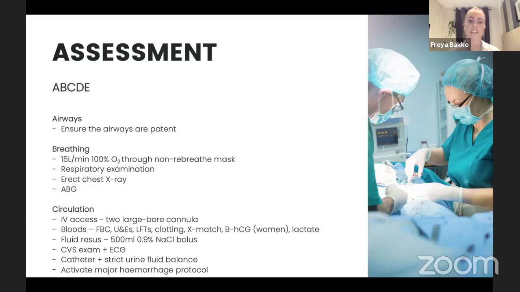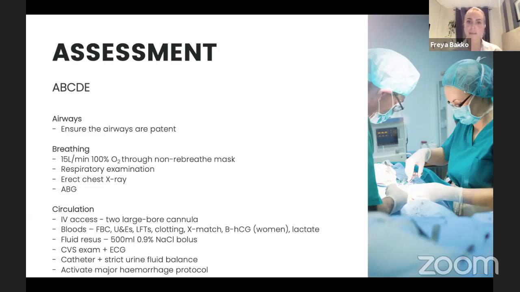When you've placed your cannulas, get some bloods. So get your standard full blood count, U&Es, your LFTs. Make sure you get a clotting and a cross match, which is important for urgent cross matching of his blood type. If it's a woman of childbearing age, get a pregnancy test, so beta HCG, and make sure you get a lactate, which you'll also get on your ABG.